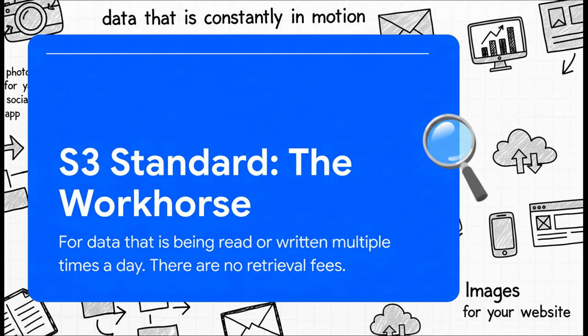This is the default. It's the workhorse of the S3 family. It's built for data that's constantly being accessed. The images on your website, the photos for your mobile app, the data sets you're actively running analytics on.